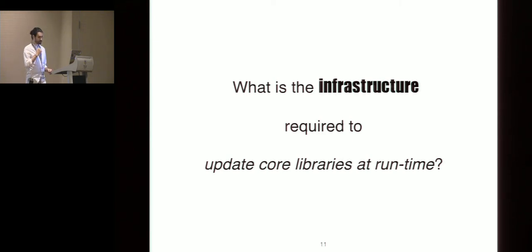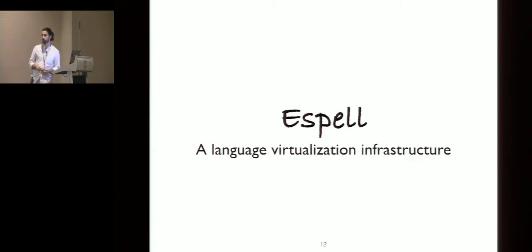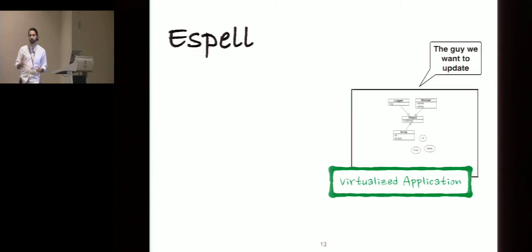So for this, we propose what we call a language virtualization infrastructure that we name SPEL. I'm going to now dig a bit on this and a little dynamic software update system that we built, and how we solve the challenges that I stated before. So first, in our virtualization infrastructure, the first thing that we have to know is that the application that we are running will run inside a kind of sandbox, and this sandbox is what we will call the virtualized application.